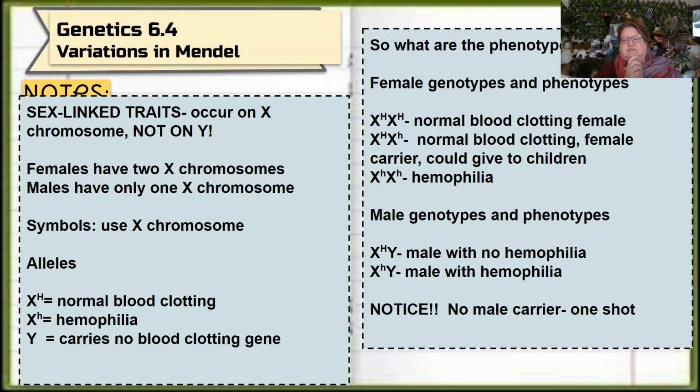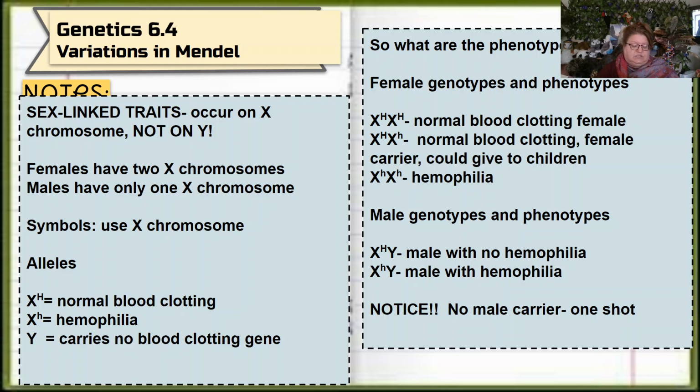Now, what if she is X little h, X little h? That's the only way that a female could show the blood clotting condition hemophilia. Now, think about how that would happen. That lady, X little h, X little h, would have one X chromosome from her mom, so her mom has to be a carrier, and the other X chromosome comes from dad, and the dad would have had to have it. So it's pretty rare to find a mom who is a carrier and a dad who has it. That's the only way a female could have it.